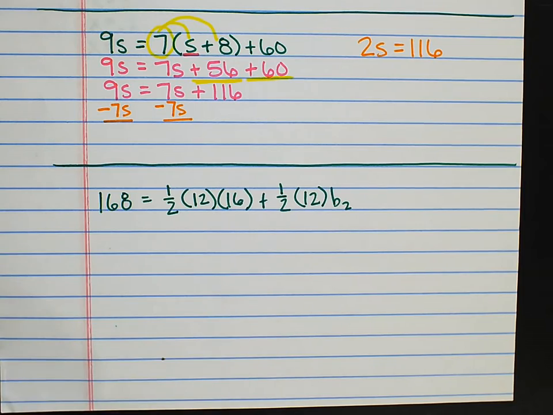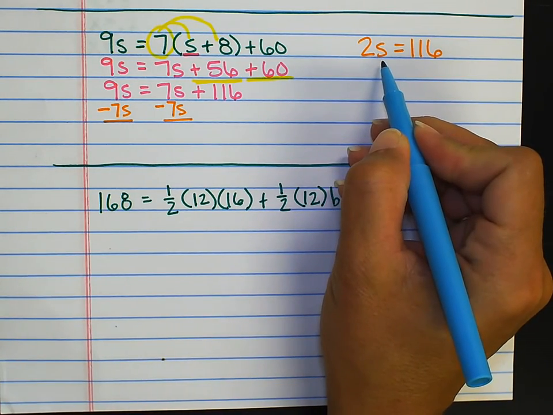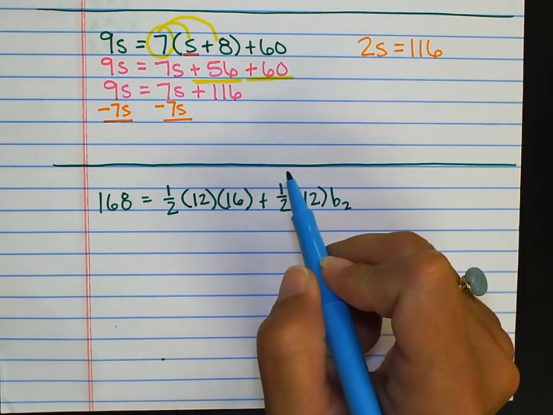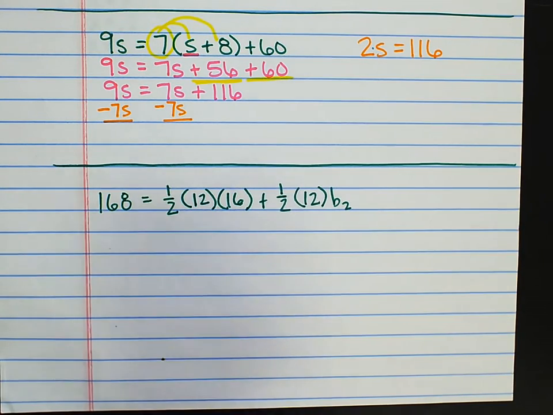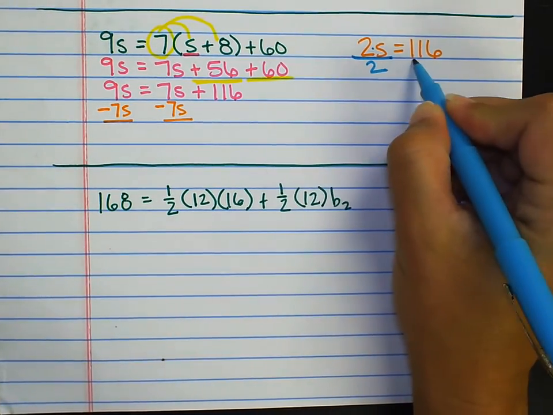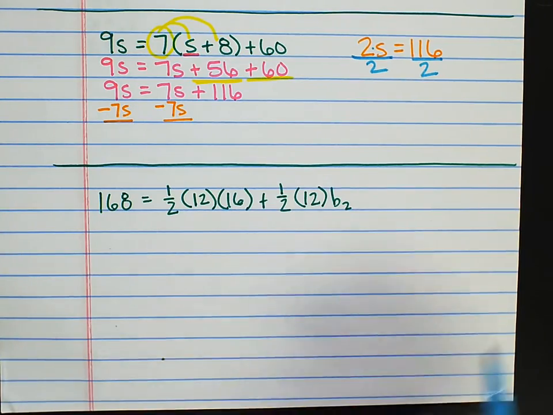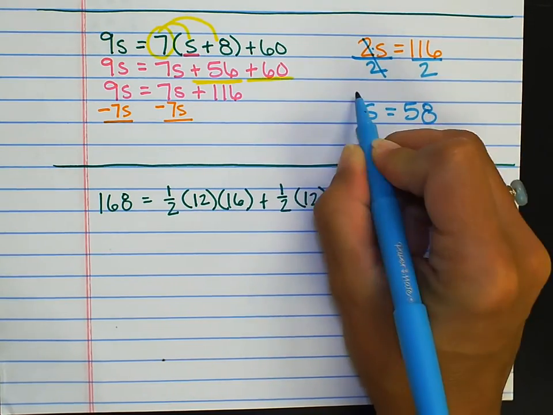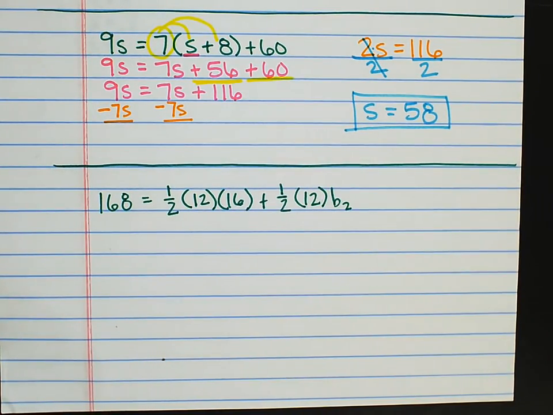So I ask myself, what's the goal? The goal is to get s by itself. What number's on the same side of the equal sign as s? 2. What is it doing to s? Multiplying. What's the opposite of multiplication? Division. So what do I need to do? I need to divide by 2 on both sides of the equal sign. This cancels, leaving me s equals 58.